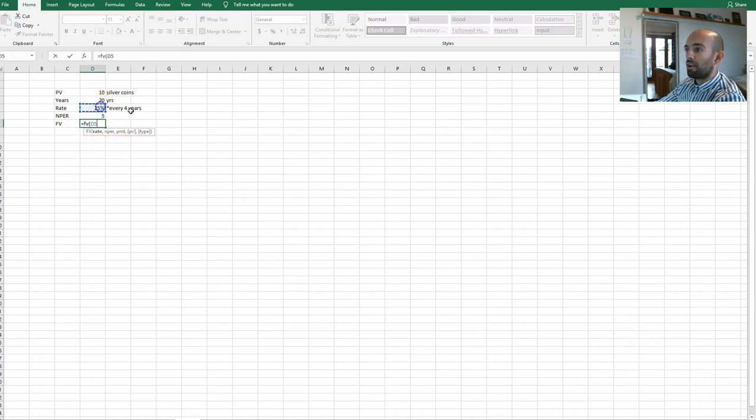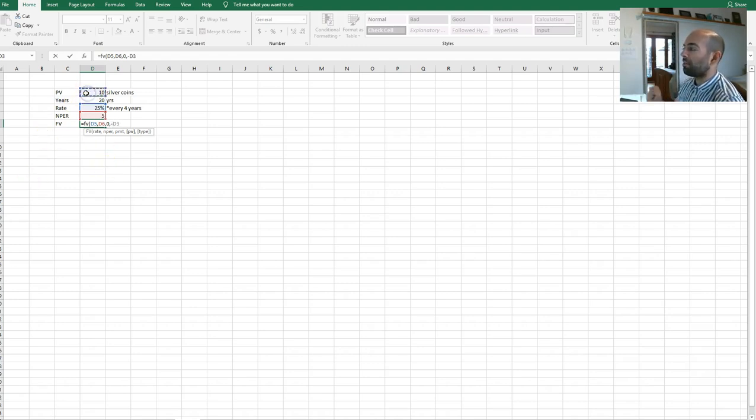So the rate is 25%. NPER, we now know what that is. It's referring to the number of times it had compounded over the time frame, so it's 5. The payment, because he did not accept payments, he just let the principal and the interest compound, the payment is 0. And then the present value is going to be a negative 10.